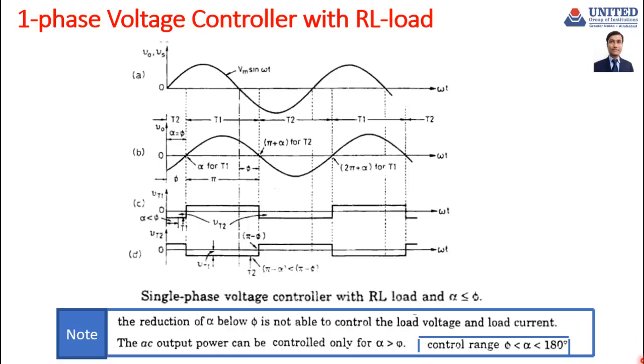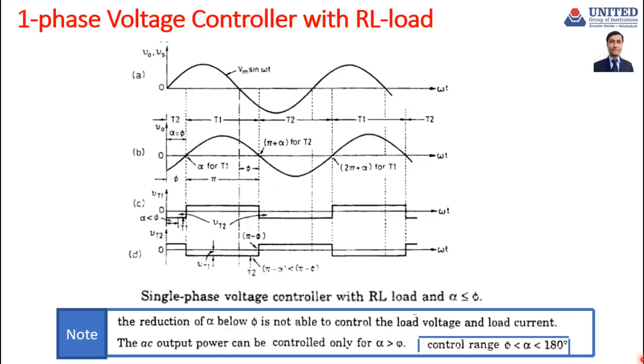Now, let the firing angle alpha be made less than phi. When T1 is triggered at alpha less than phase angle, T1 will not get turned on because it is reverse biased by the voltage drop in T2, which is already conducting. T1 will get turned on only at phi, when the current through thyristor T2 is equal to 0 and the reverse bias due to voltage drop in T2 vanishes.